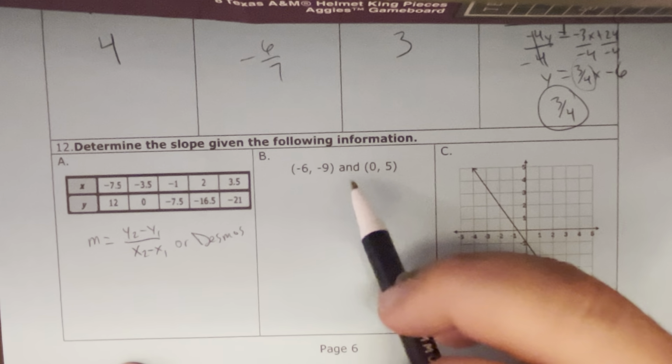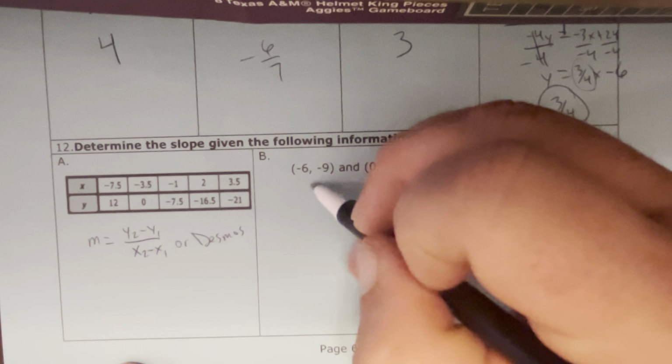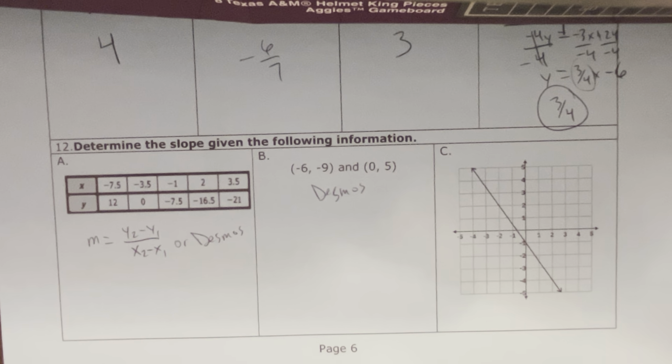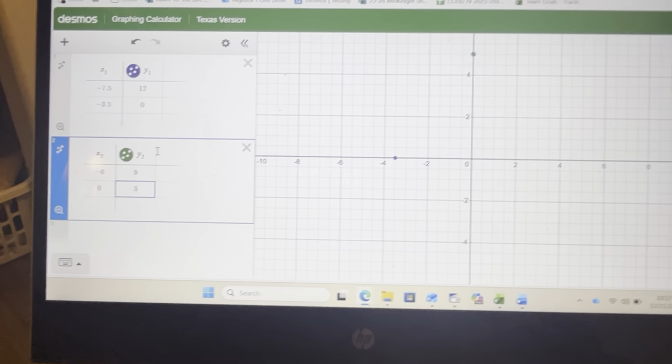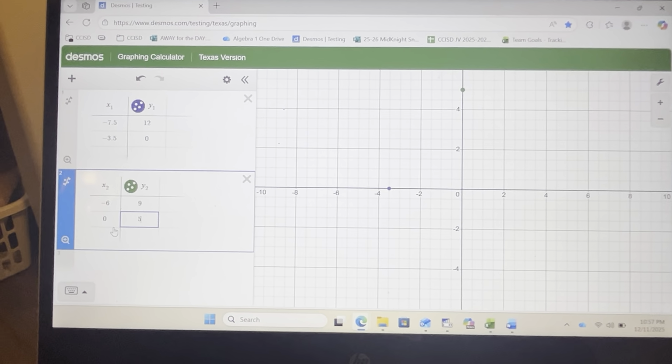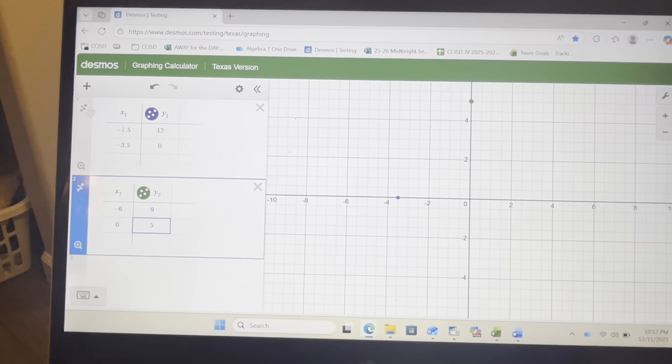I'm also going to go ahead and do B as well, because B we can also just put in Desmos. Both of them will give me the answer. And so I'm going to go ahead and do A and B both in Desmos. All right, so here's my tables for both A and then B. And so for A, you need at least 2 points. So I picked those 2 points.